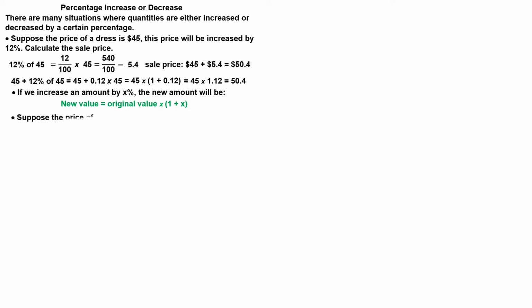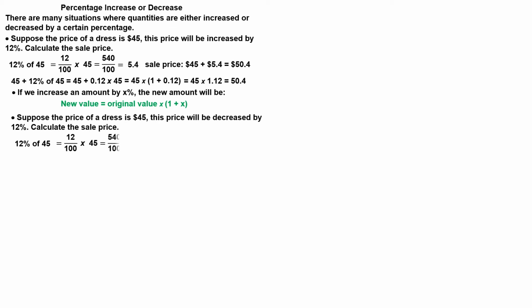Suppose the price of a dress is $45. This price will be decreased by 12%. Calculate the sale price. First, we will find the amount of the decrease. The decrease is 12% of the $45. We multiply 12% by 45. The sale price will be 45 minus 5.4.